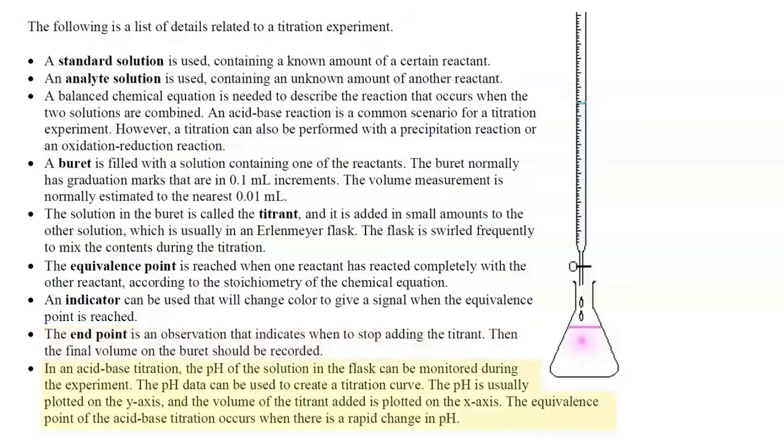In an acid-base titration, the pH of the solution in the flask can be monitored during the experiment. The pH data can be used to create a titration curve. The pH is usually plotted on the y-axis, and the volume of the titrant added is plotted on the x-axis. The equivalence point of the acid-base titration occurs when there is a rapid change in pH.